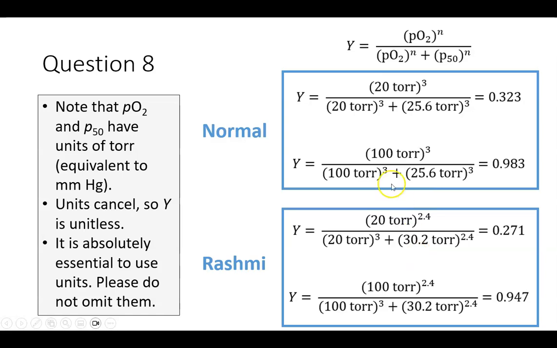It's important to have your units. A lot of people left this out. I thought it was pretty clear that you all have to have your units. Y doesn't have units, and we can see that these units will cancel in the numerator and the denominator. So please show that in your calculations.